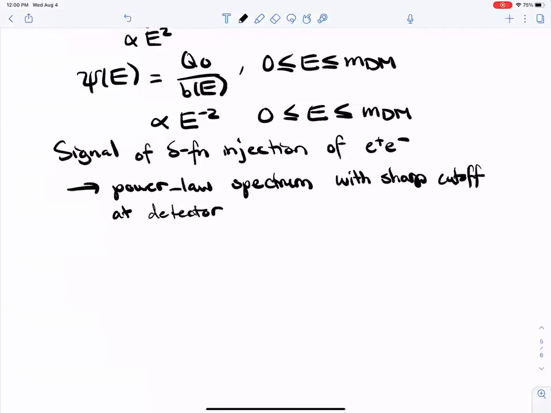So what happens when we get particles that are produced as secondaries from other particles that have already experienced cooling or diffusion? The effect is you basically get to stack up these softening effects from cooling or diffusion. So, secondaries.